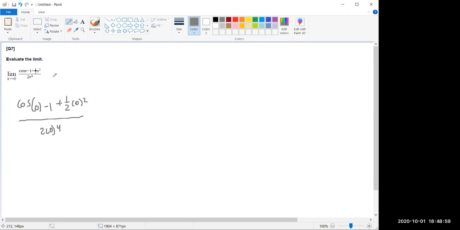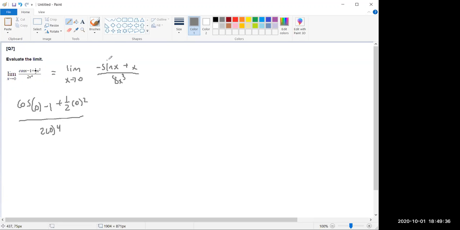So L'Hopital's rule says that if you were to take the derivative of the numerator and denominator, it'll be the same original limit. So limit as x approaches 0. To take the derivative of the numerator, we get negative sine of x. The 1 goes away, then plus x, right? Divided by 8x cubed.